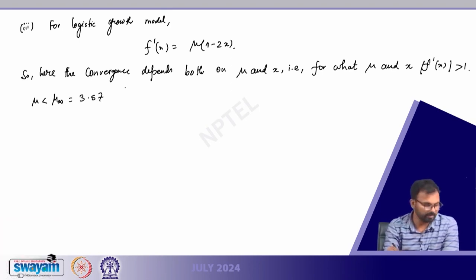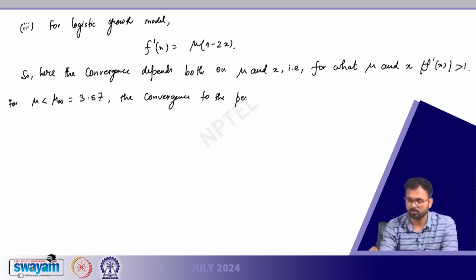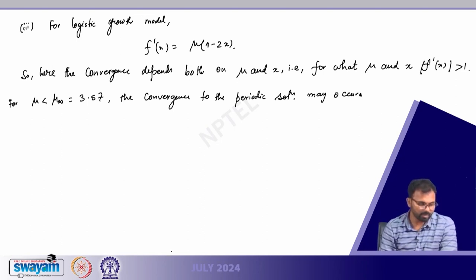So 3.57, the convergence. For mu less than 3, the convergence to the periodic solution occurs. Periodic solution may occur. Right. And so on.